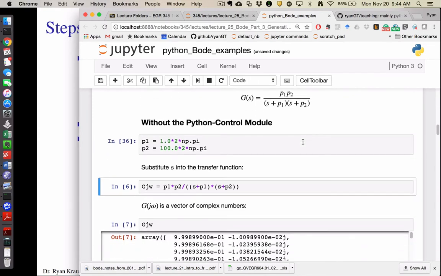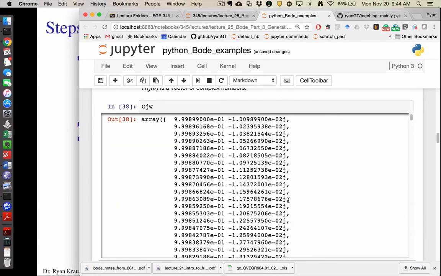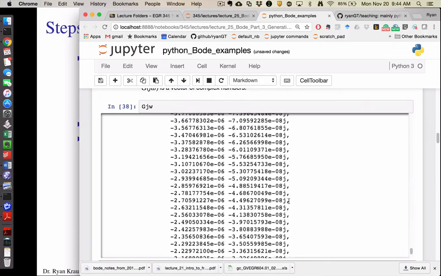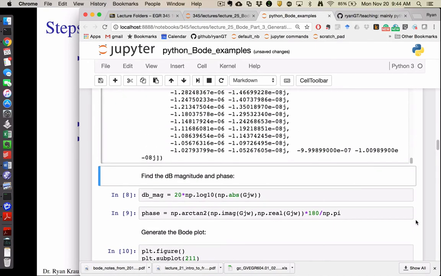And then if I'm doing this without the Python control module, I can simply write this out. Since S is already defined as an imaginary vector, that code would be enough to give me a vector of complex numbers, specifically evaluated at every point in F from 10 to the minus 2 to 10 to the 4th. Now from there, I need to find the dB magnitude. So that is 20 times the log 10 of the absolute value of G(j omega).